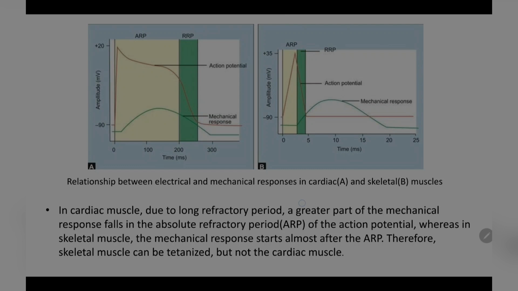In skeletal muscle, the mechanical response starts almost after the absolute refractory period, as we can see in the diagram B. Therefore, skeletal muscle can be tetanized but not the cardiac muscle.